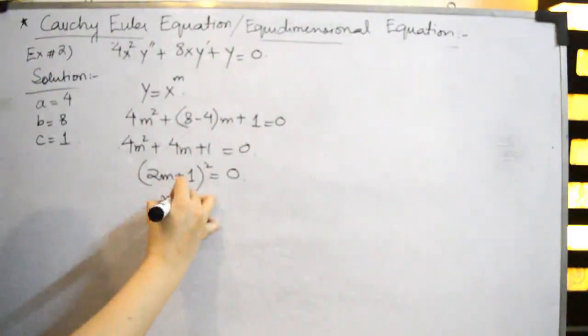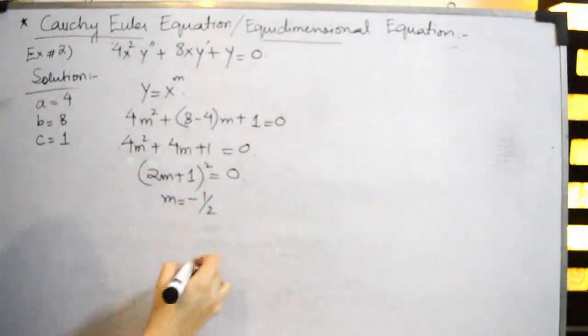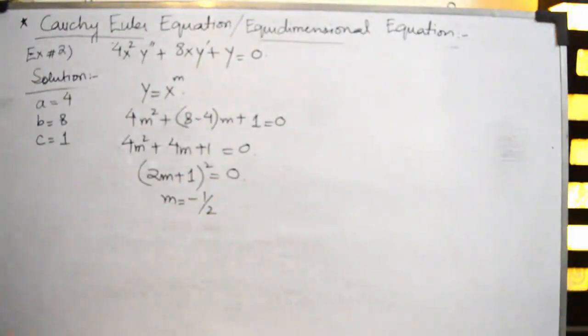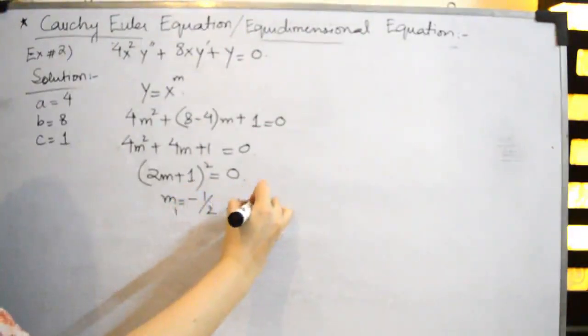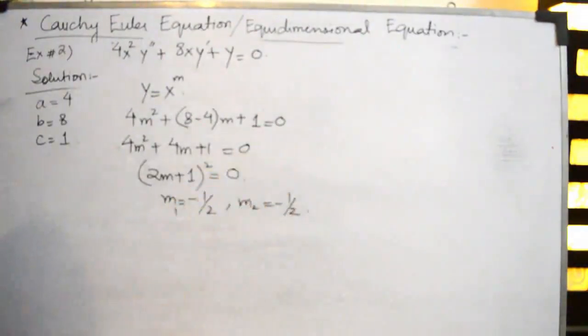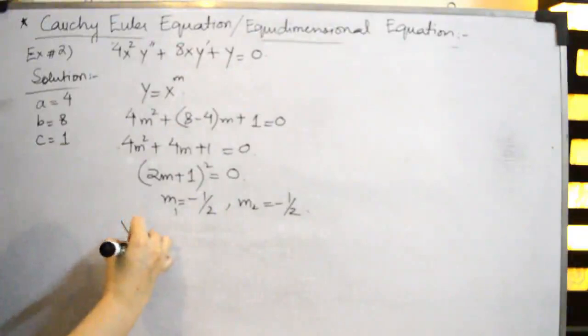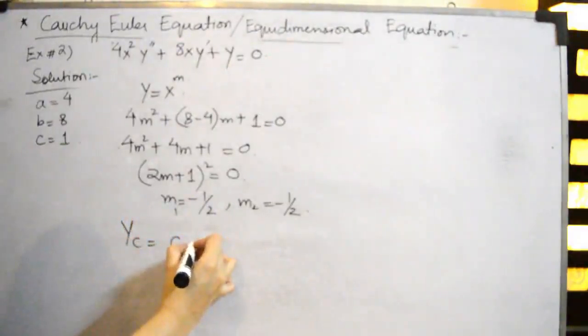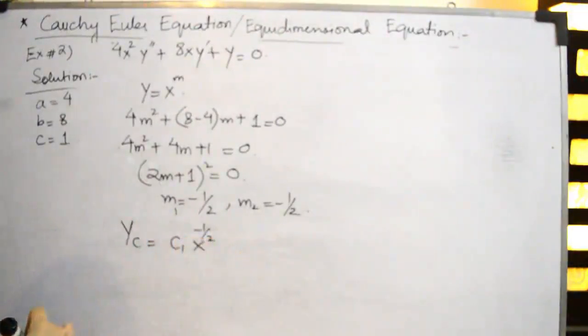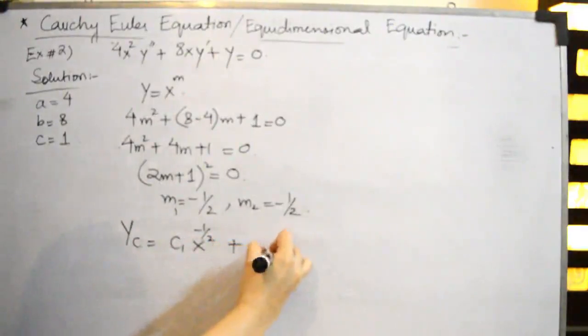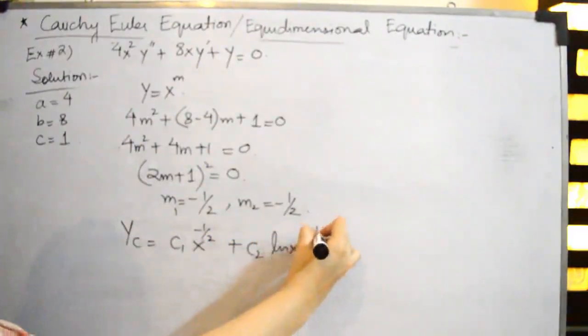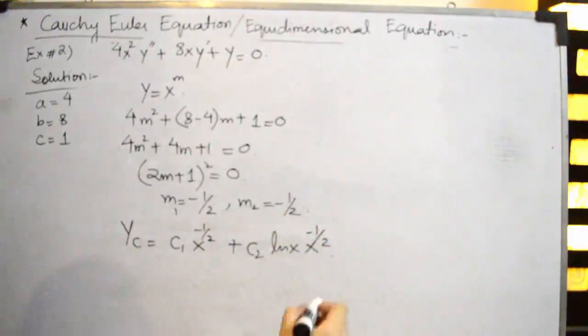So m must be minus 1 by 2, and because there are two roots, m1 equals m2. So here we have repeated real roots. So the general solution is yc equals c1 x to the power minus 1 by 2 plus c2 natural log of x into x to the power minus 1 by 2. So that is the solution.